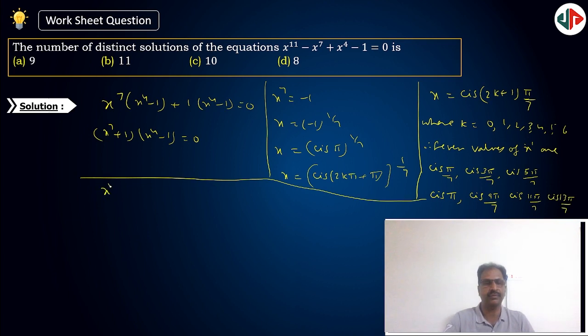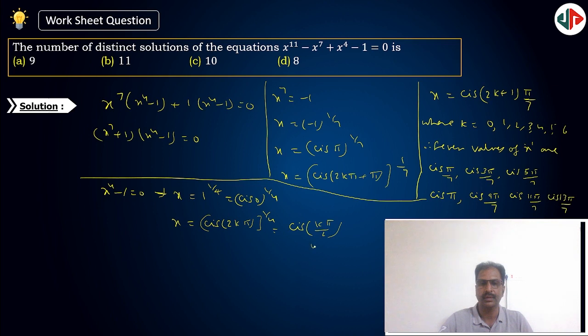Second case is x power 4 minus 1 is equal to 0, which means x is equal to 1 power 1 by 4. 1 can be written as cis 0, and 0 can be written as 2k pi plus 0. And cis theta whole power n is cis n theta. So 2k pi by 4, k pi by 2. Here it will have 4 values which are obtained by putting k is equal to 0, 1, 2, 3. Therefore, what are the 4 values here?